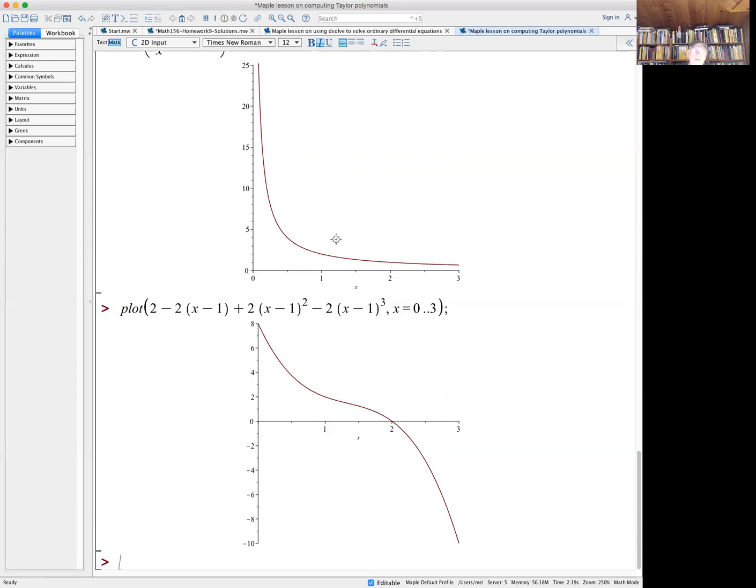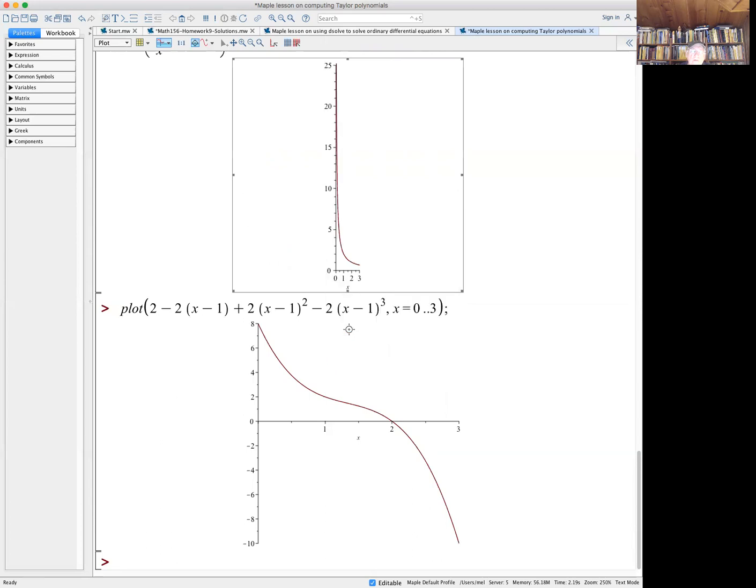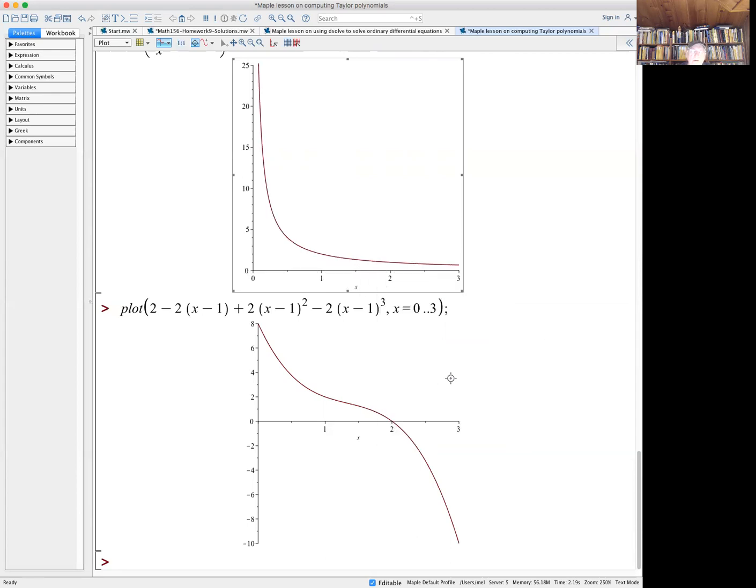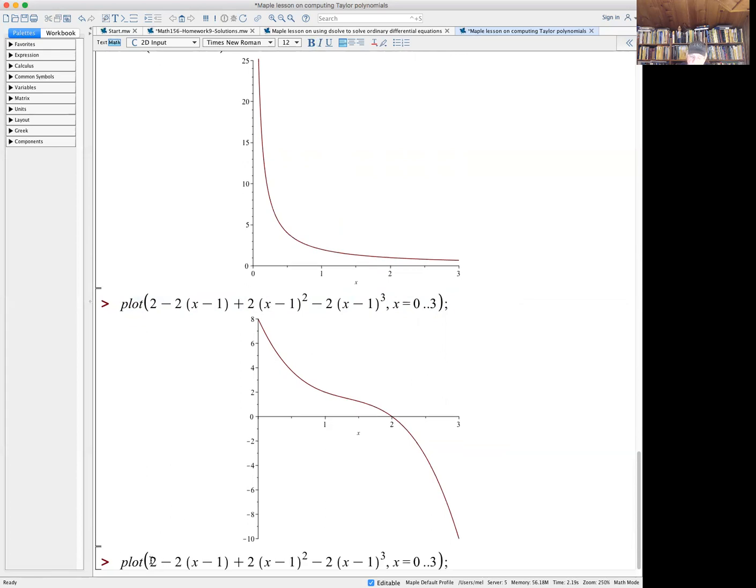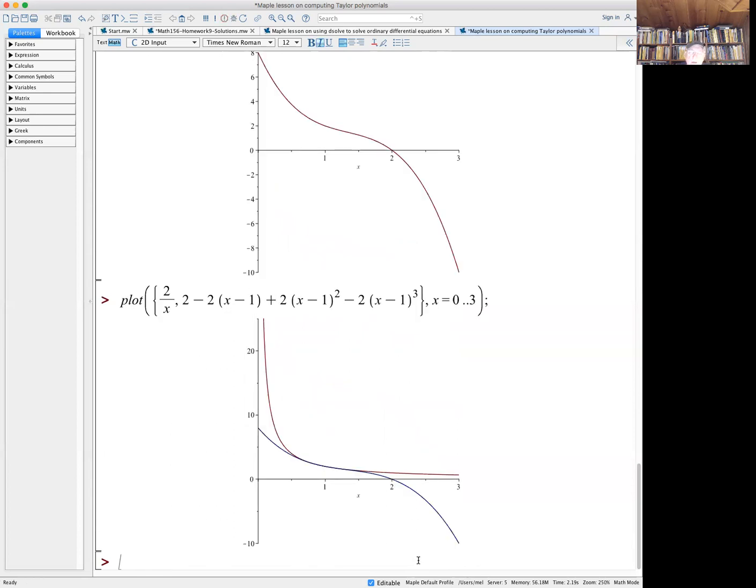Because these aren't drawn to scale. Let me draw this to scale. So scaling constrained. Unconstrained. Let me just plot the two of them together and see what happens. So I'm plotting 2 over x and this polynomial of degree 3.